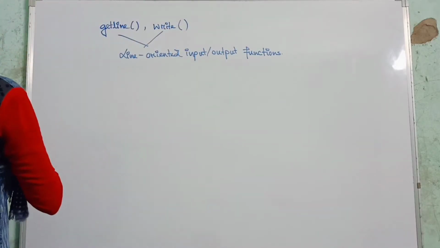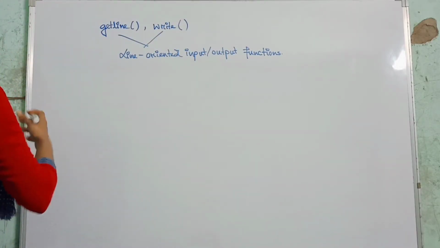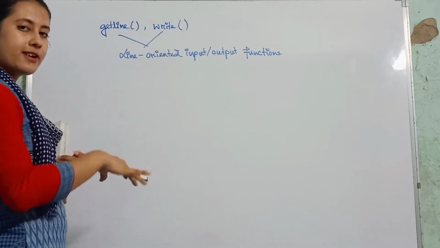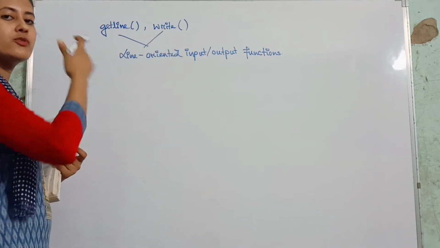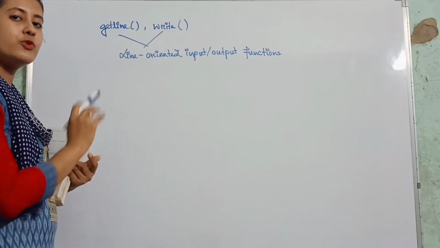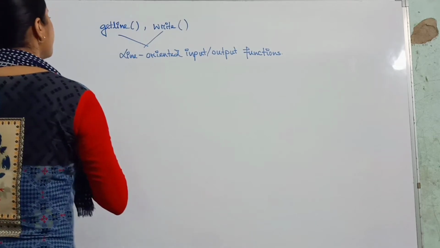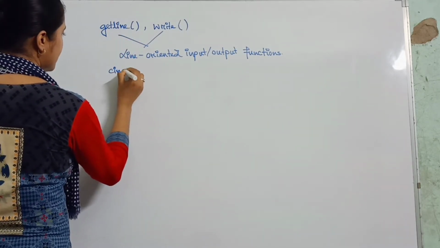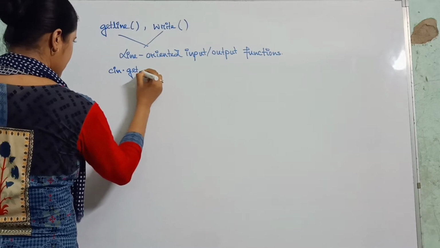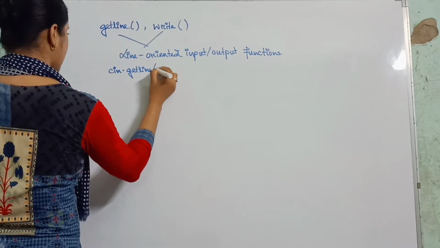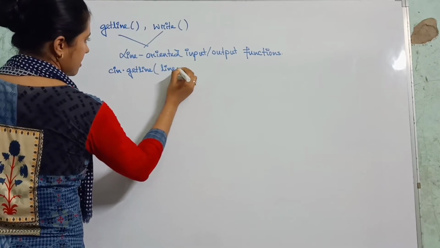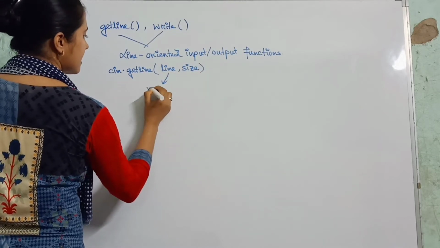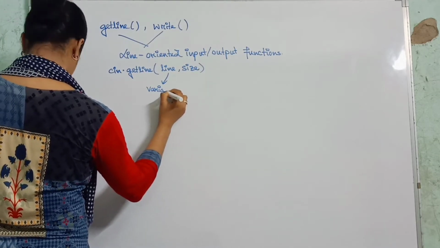So how it works, you see, getline and write. Suppose this getline is used for input of a line, and this write is used for displaying the output of that line. Okay? Now you see how we write this getline. We write like this: cin dot getline, comma size, where this line suggests the variable name.